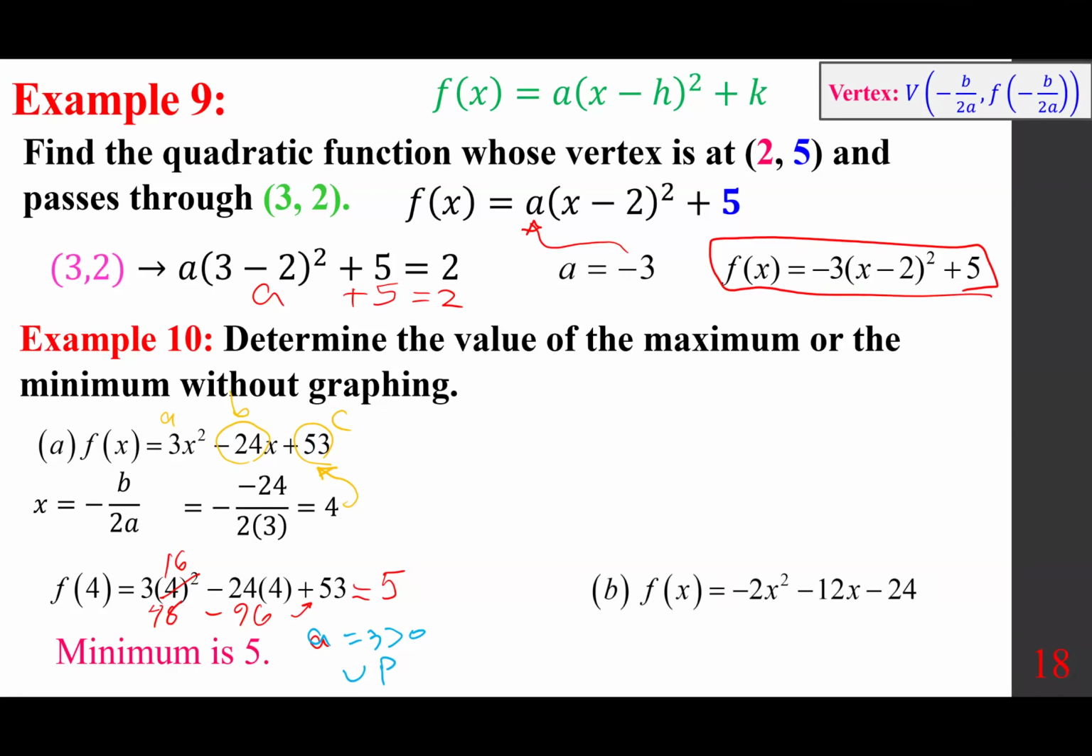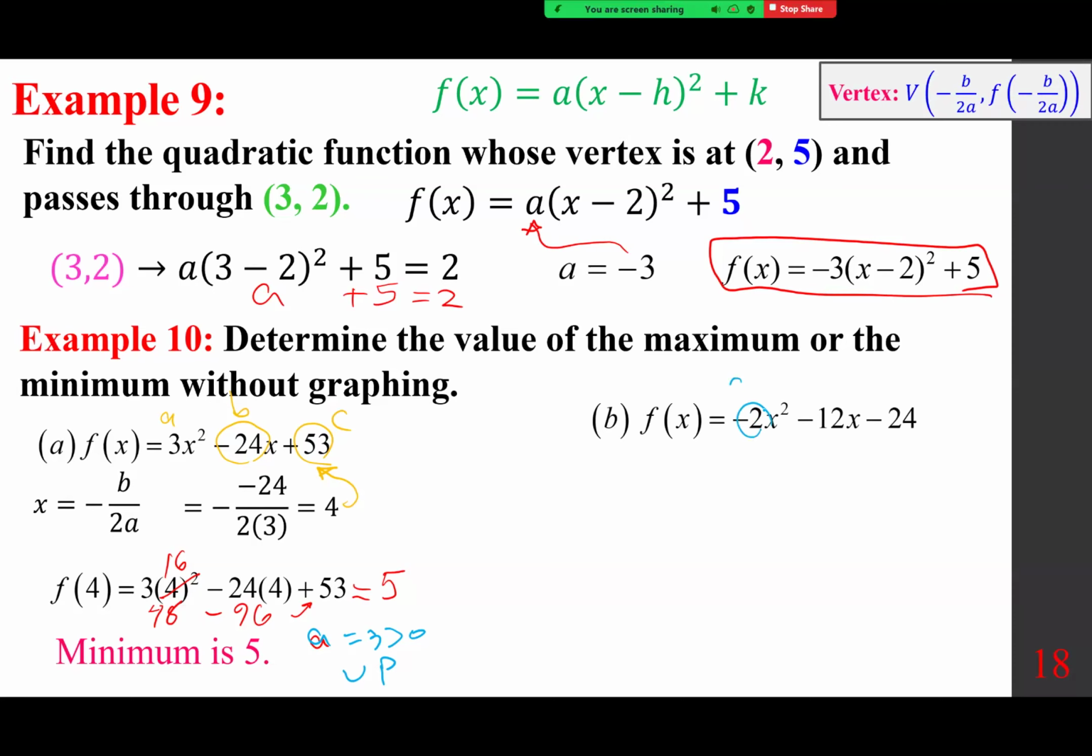All right, for part B, we see that it opens down. So let's just write A is negative 2, B is negative 12, C is negative 24. It opens down, so we have the maximum. But to find the maximum, let's find x equals minus b over 2a.